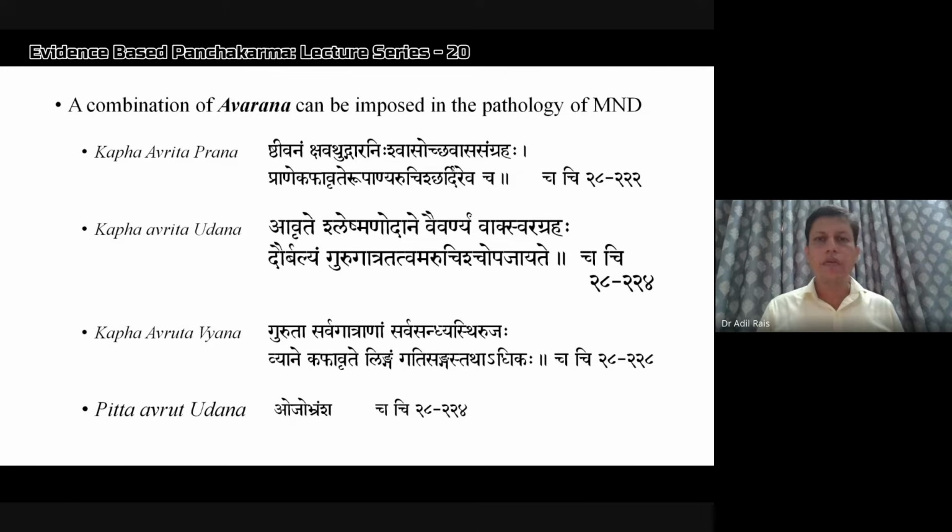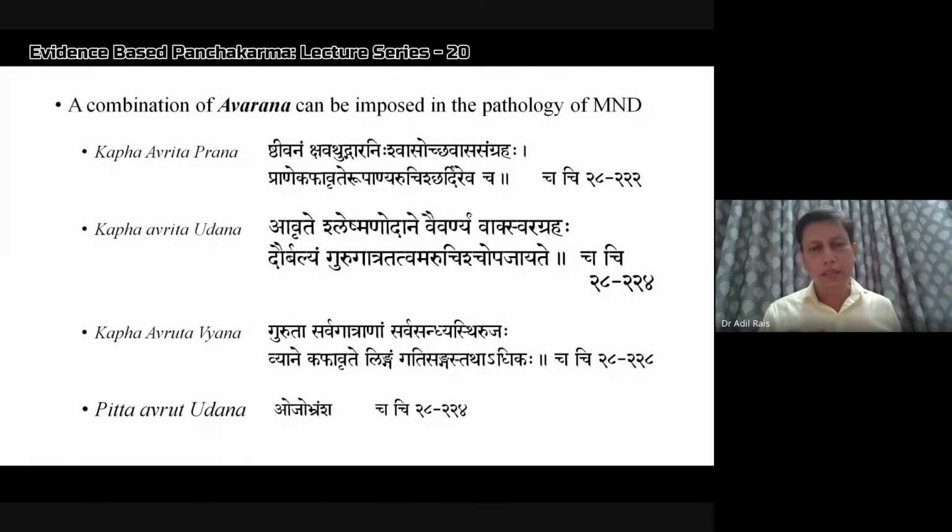Now, a combination of Avaran can be imposed in the pathology of motor neuron disease. In Kapha Avrit Pran, symptoms like Shivan, Shaftud, Gash, Shwas, Uchwas, Sangra can be thought of as the last clinical features, when the respiratory system gets involved. In Kapha Avrit Udan, the features can be correlated to dysarthria or dysphagia type features: Vavarne, Vaksvagra, Dorbalyam, Guru Gatraktvam.